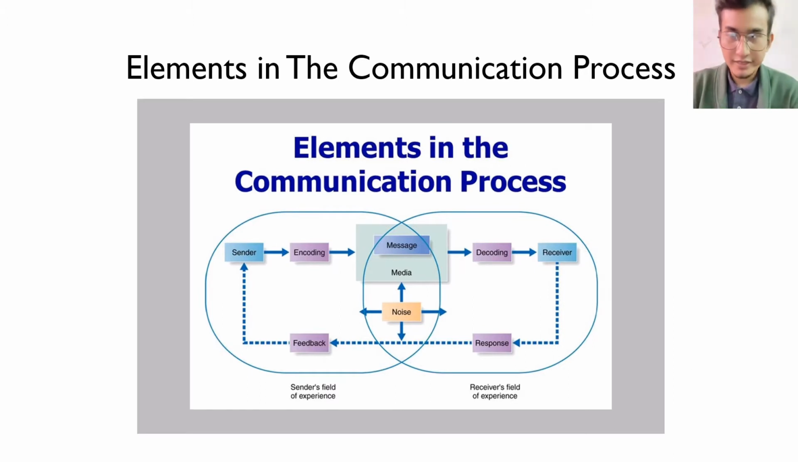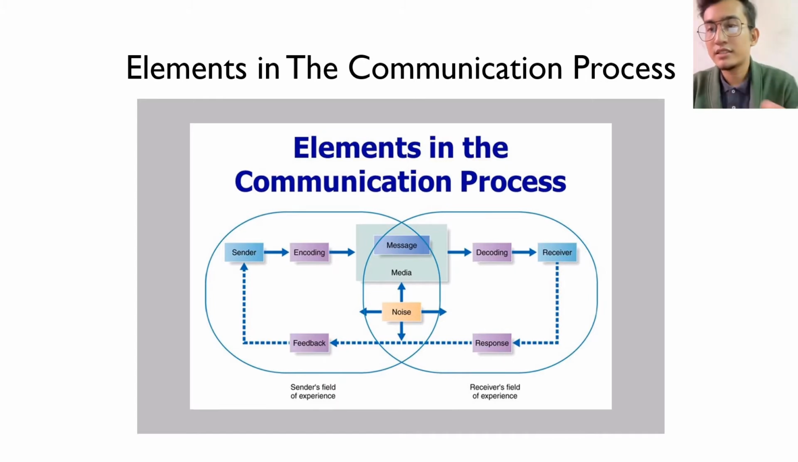So I will move to the next slide. These are the elements in the communication process. The elements of the communication process consist of two fields, the sender field and the receiver field. The communication process starts with the sender. The sender will decide the message to be transmitted to the receiver. After that, the sender will encode the message through verbal or non-verbal means. After that, the sender will select the channel of communication.